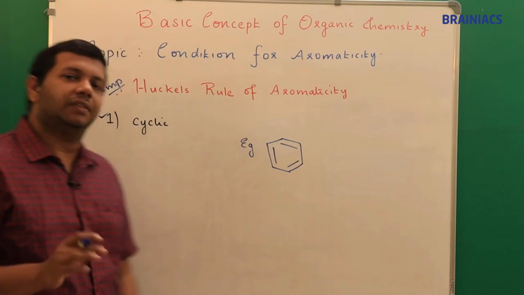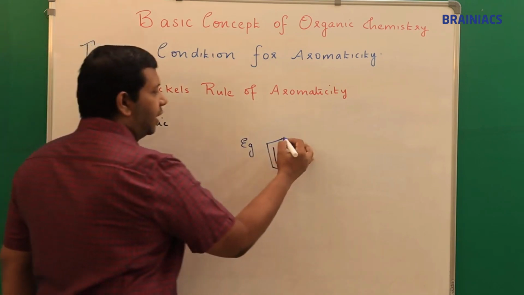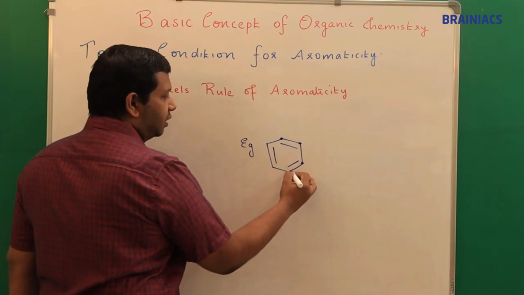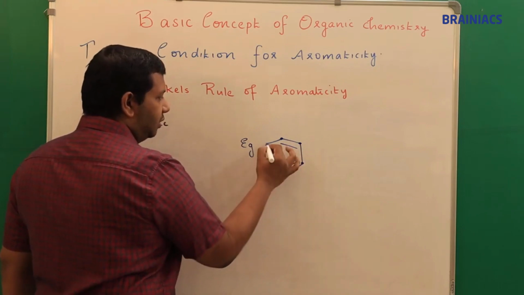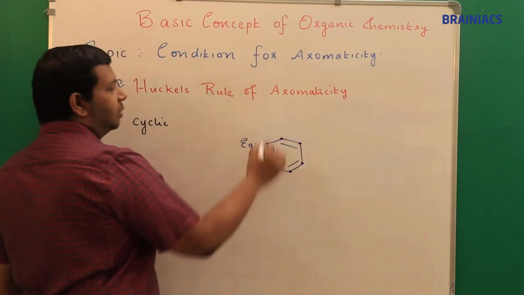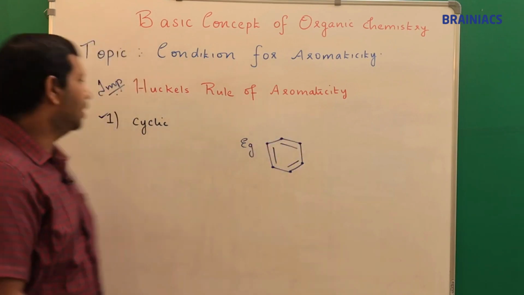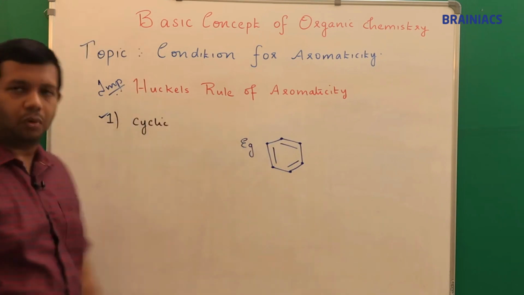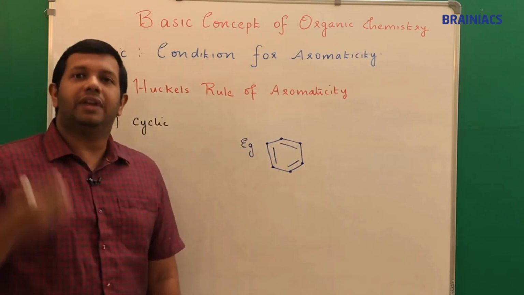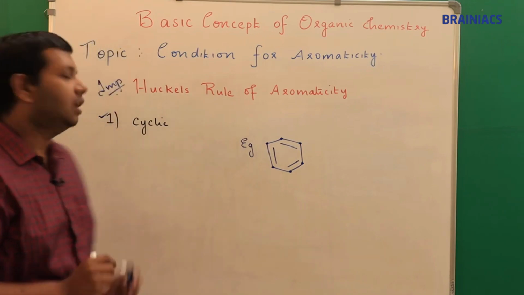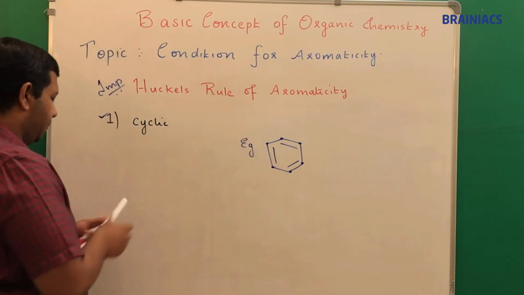Now, how will you check whether it is cyclic or not? Check the carbon atoms, how they are connected. It is connected to this one, this one, this one, and this one, and this is connected to this one. So that means it is cyclic in nature. There is no openness in this compound. So I can say the first criterion is followed. Understood?